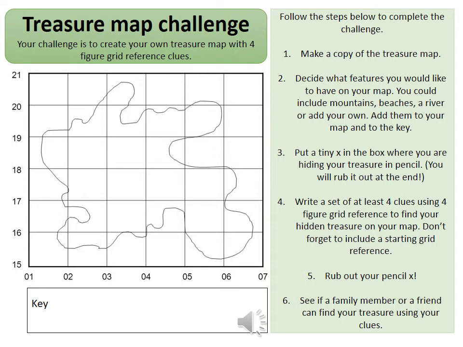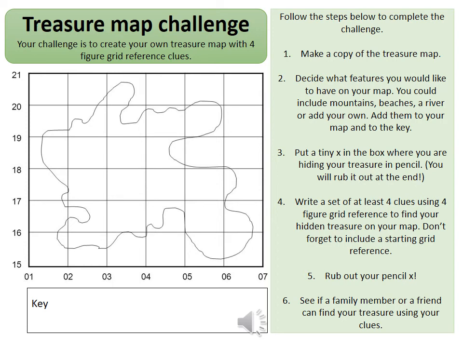Number 2, decide what features you'd like to have on your map. You can include mountains, beaches, rivers, or add any of your own features. Don't forget to add them to your key. You then need to put a tiny X in the box where you're going to hide your treasure, but don't forget to do that in pencil so you can rub it out at the end.